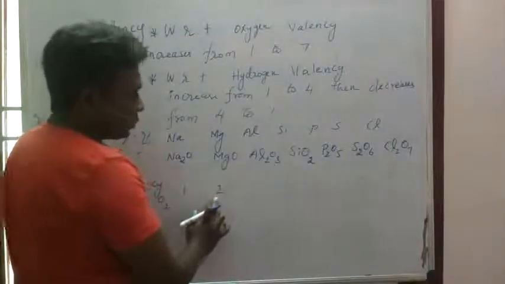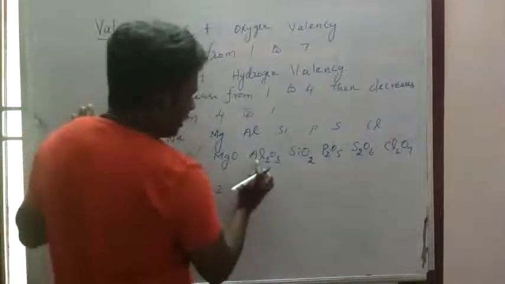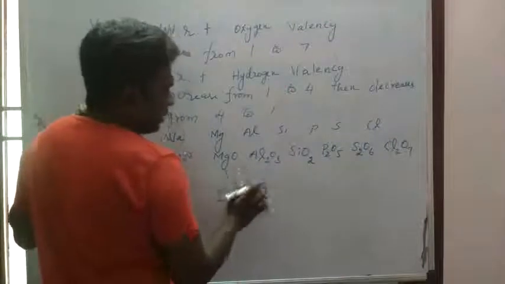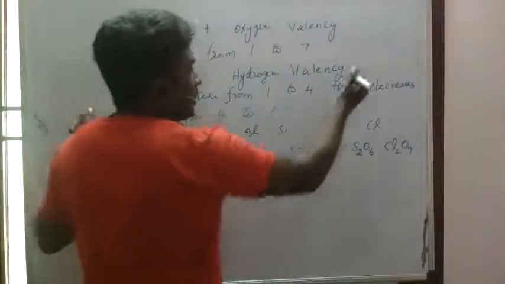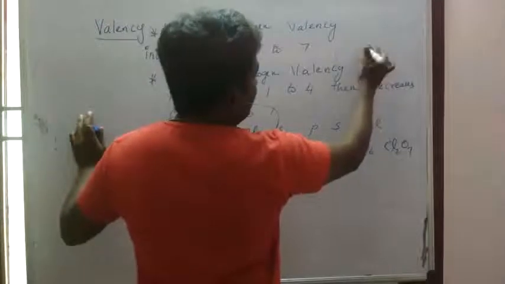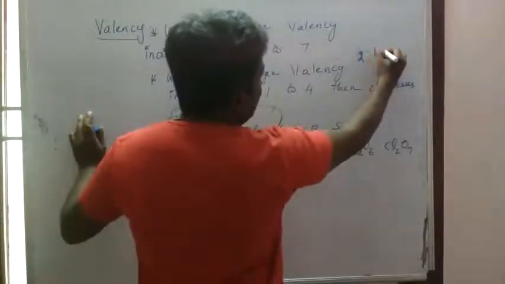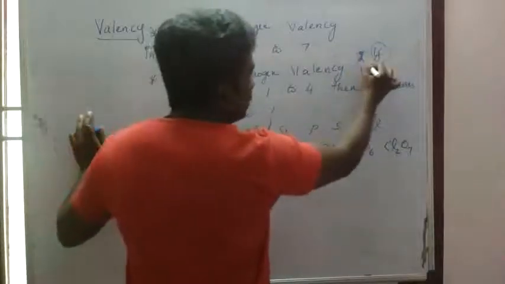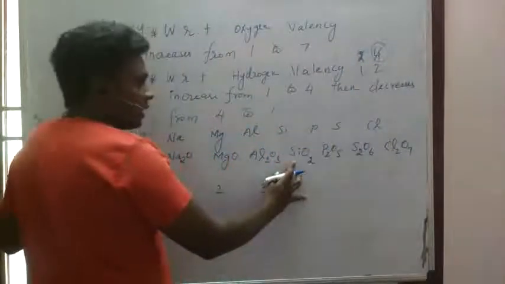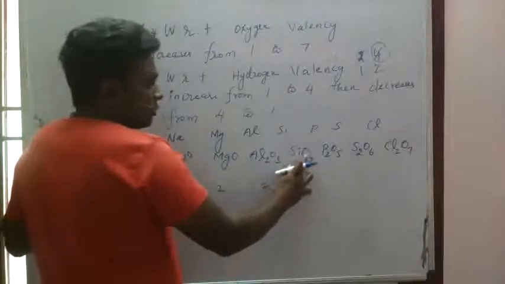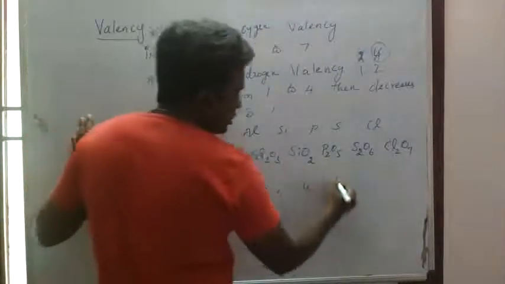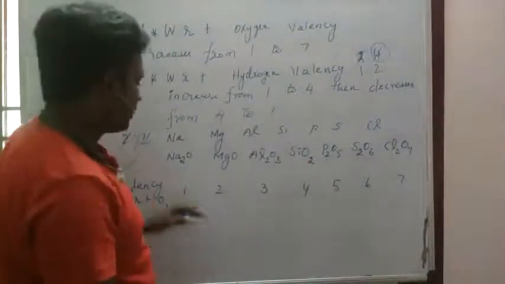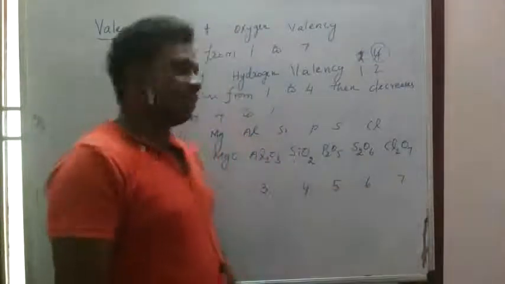Then Al2O3, the formula for aluminum, as I told you, is a ratio. What will come for silicon? The ratio is 2:4. This is the valency of silicon. If you cancel this, 1:2 will come. So that's why we have written the formula as SiO2. Then valency here is 4, this is 5, this is 6, this is 7. So with respect to oxygen, the valency is increasing across the period.